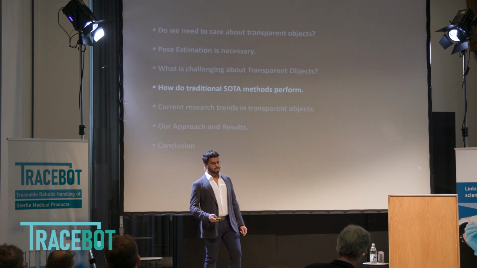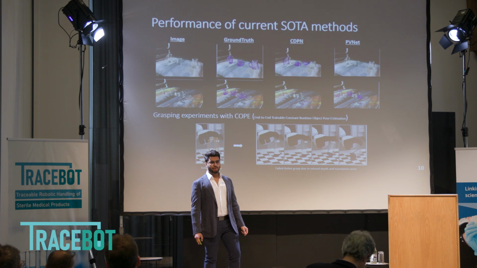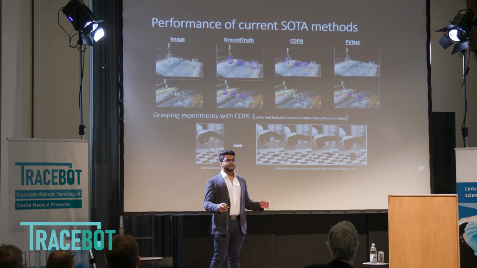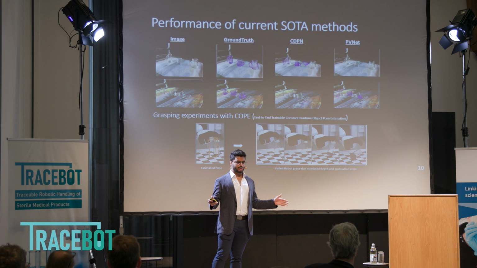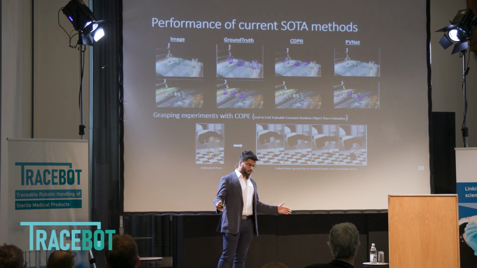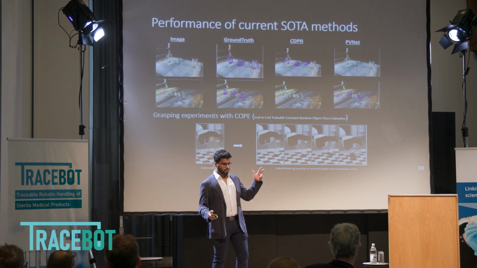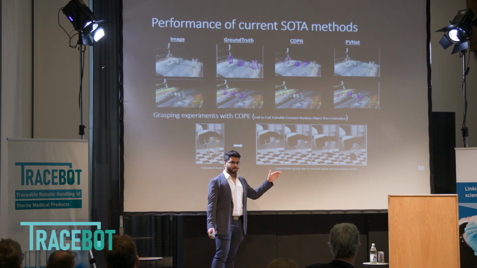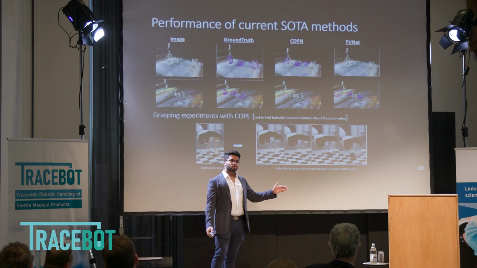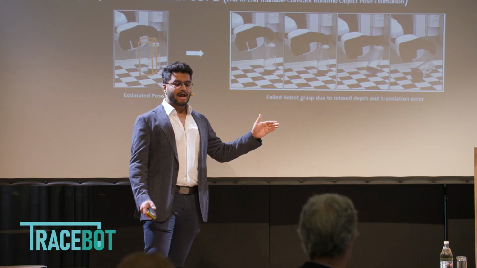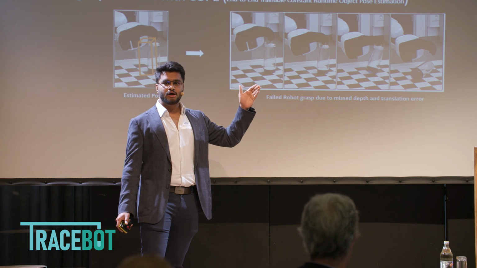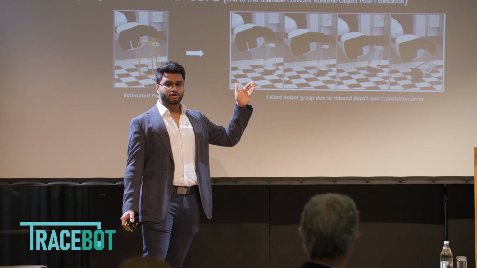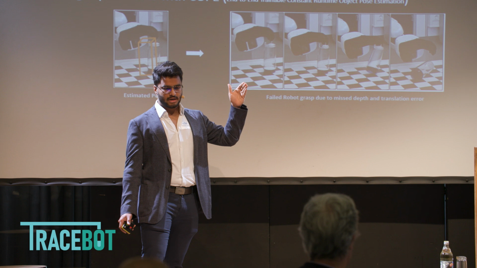So how are the current state-of-the-art methods, which are out there, performing when it comes to 6D pose estimation of transparent objects? Well, actually not that good. Because as you can see in the top row of images, you can see the input image of the transparent object. You can see the ground truth pose of the transparent object, and how the two most well-known methods, that is CDPN and PVNet, perform for the transparent object 6D pose estimation.